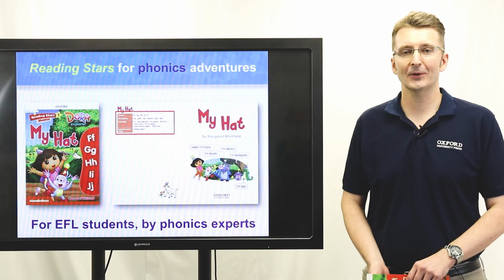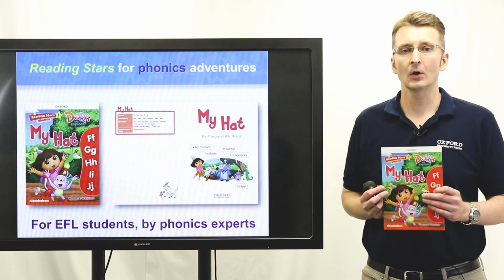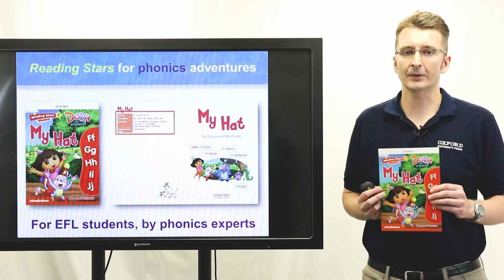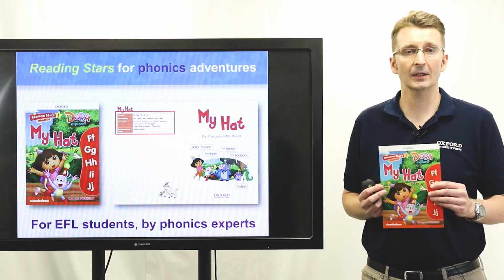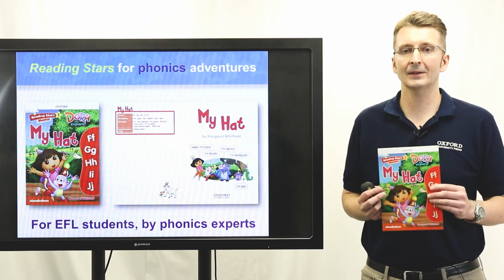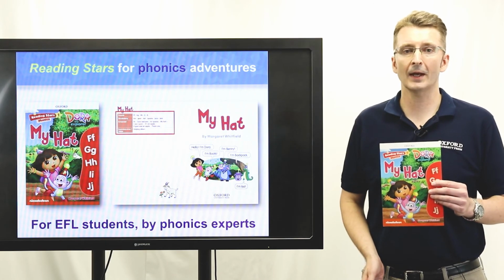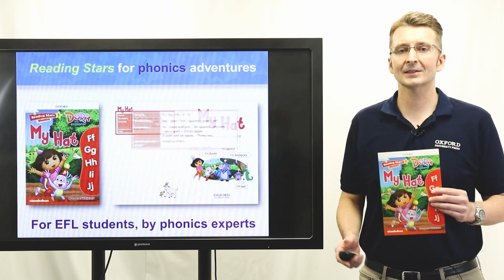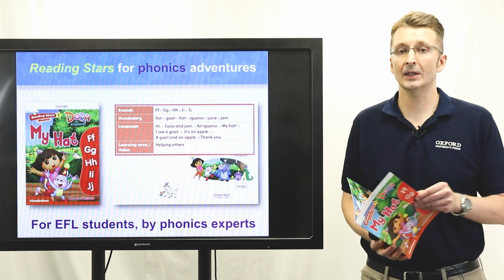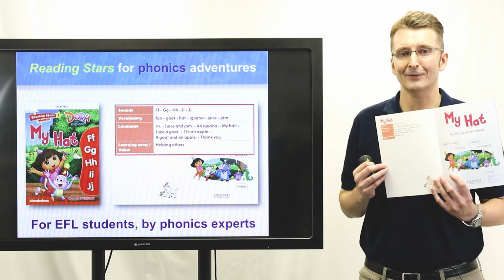Dora the Explorer's phonics story readers are written by phonics experts especially for EFL readers. In Level 1, all of the alphabet sounds are covered so that children have a full year or a semester to practice them before progressing to blending the letters. This helps EFL students with their reading and writing. You can easily see the letters and sounds that are covered in each reader by looking at this chart on the inside front cover.